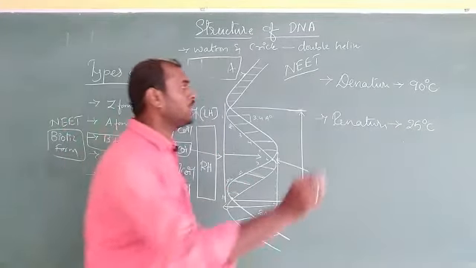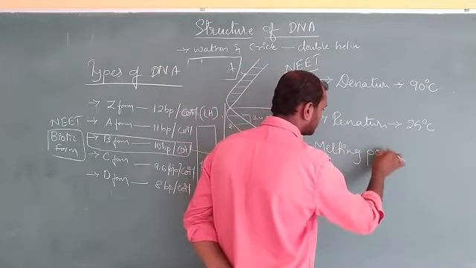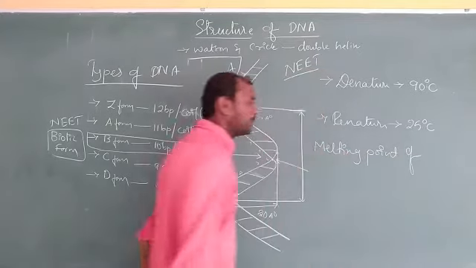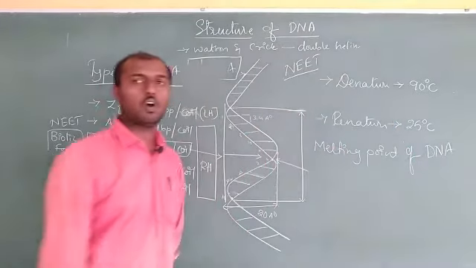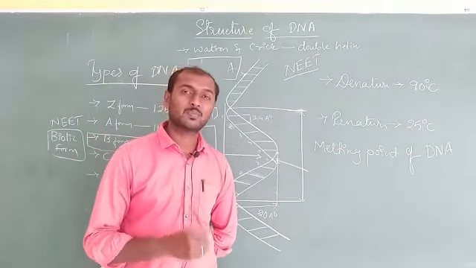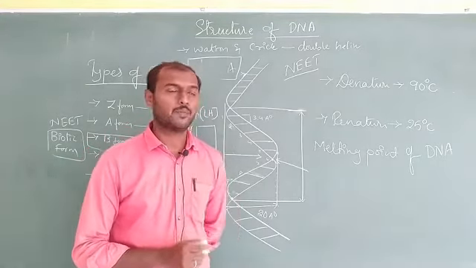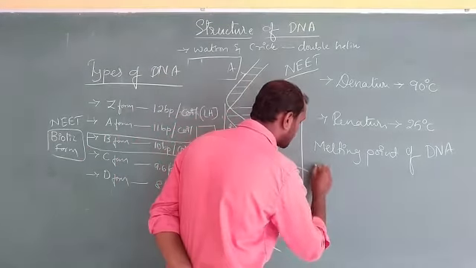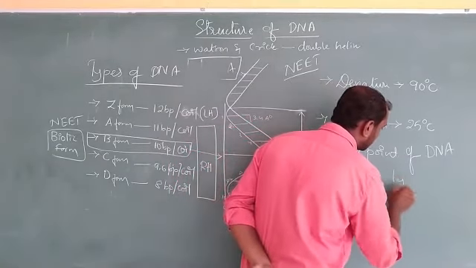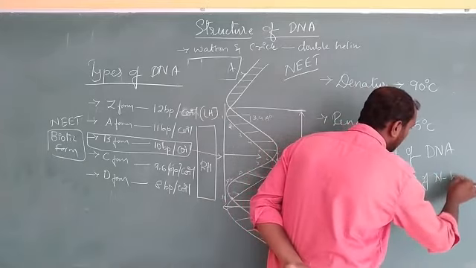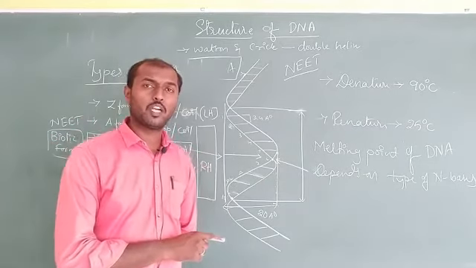And a very important thing, the melting point of DNA depends on the type of base pairs, or nitrogen bases, present in the DNA. So it depends on the nitrogen base. How is the melting point dependent on the type of nitrogen bases? Yes, I am going to explain here.